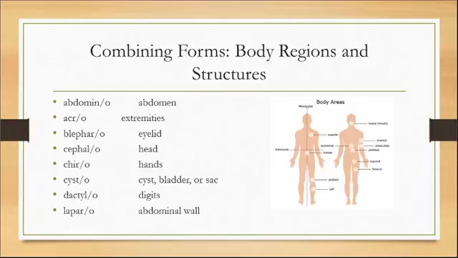Cephalo means towards the head. Chiro is indicating the hands. Cysto can mean the cyst, a bladder, or a sac. Dactylo are our digits, and our digits are our fingers and our toes. Laparo is the abdominal wall.